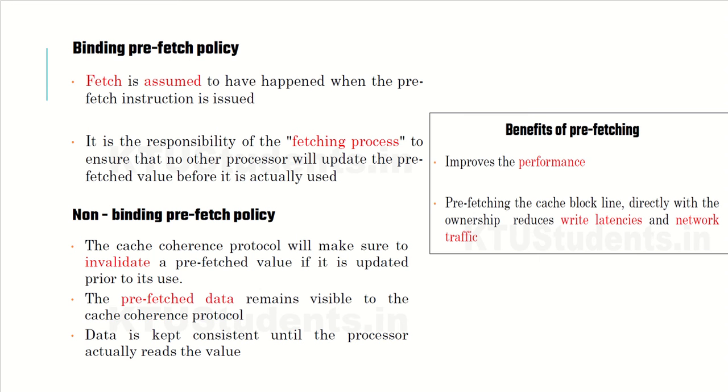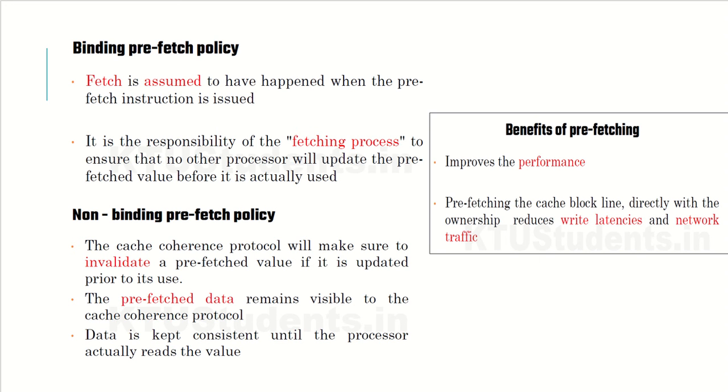So what are the benefits of having prefetching? As I said before, the latency can be significantly reduced and thus you can improve the performance. Prefetching the cache block line directly with ownership will reduce the write latencies and also significantly reduce the network traffic. So we can stop our discussion on prefetch techniques. We have discussed hardware prefetching, software prefetching, issues with prefetching, then the approaches you can use for avoiding such issues, which are binding prefetching and non-binding prefetching. We have also discussed some of the benefits of the prefetching technique.